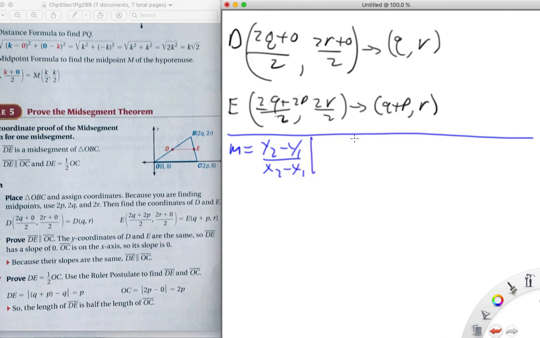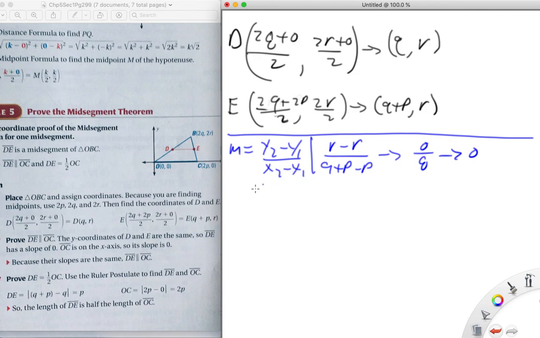So in the case of the slope of DE, it doesn't matter which ones. Let's call, well, these are my y. Since it's a horizontal line, the slope should be 0. So r minus r over q plus p minus p, which is 0 over q, which is 0. So it's a slope of 0.